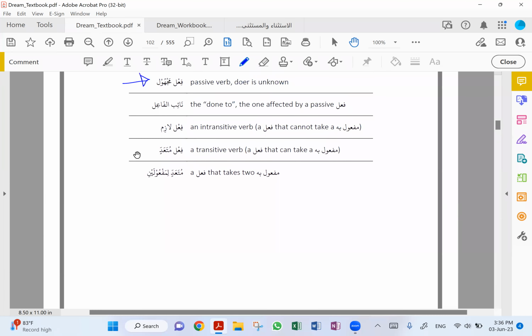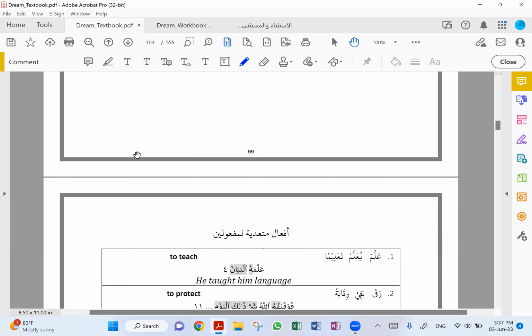And then of course the last terminology that we have here is muta'addi li maf'ulain or muta'addi bi maf'ulain. So this is a verb that can take 2 maf'uls. So a verb that has 2 maf'uls, and we're going to see a list of some of those verbs. For example, if I say I made you a cake. I made you a cake. So there are 2 maf'uls in this case that comes with the fi'al make or I made. And that is I made who? For you. And then what did I make? A cake. So I made you a cake. Any questions so far on those terminologies?